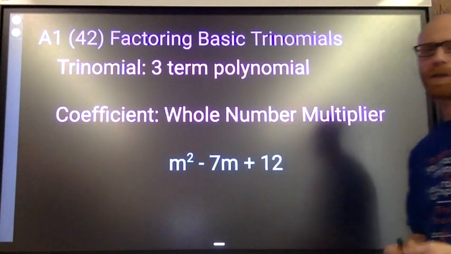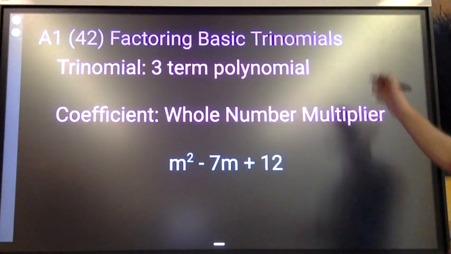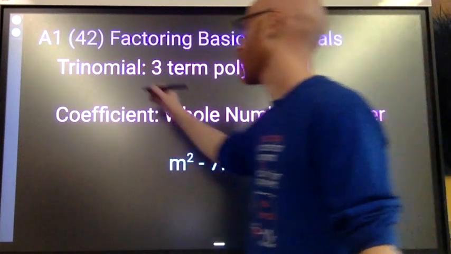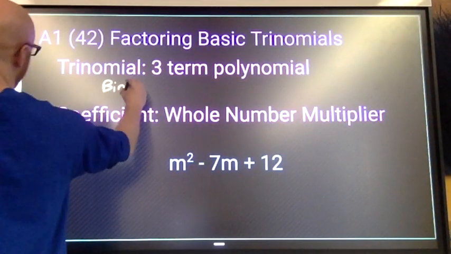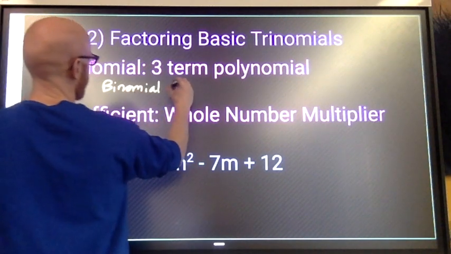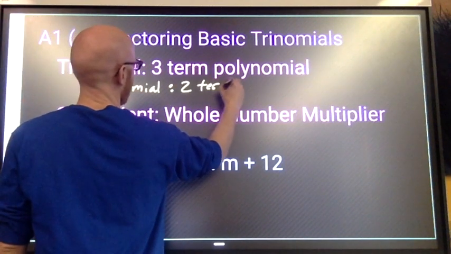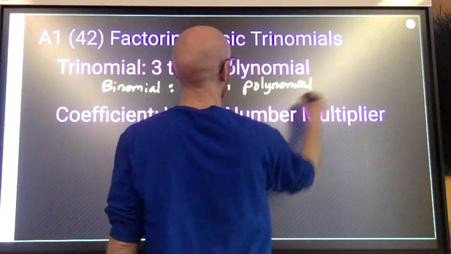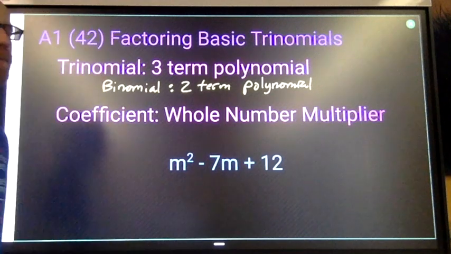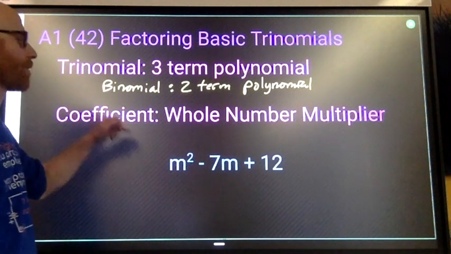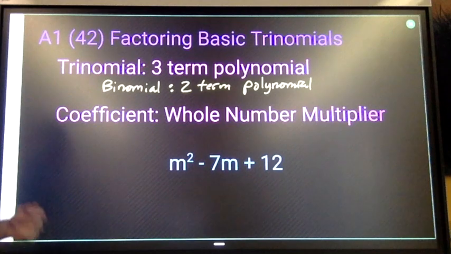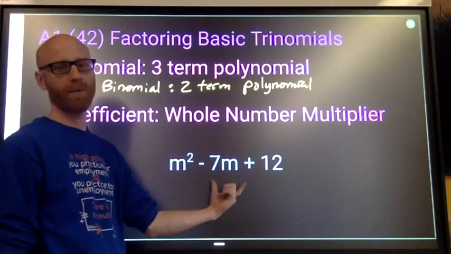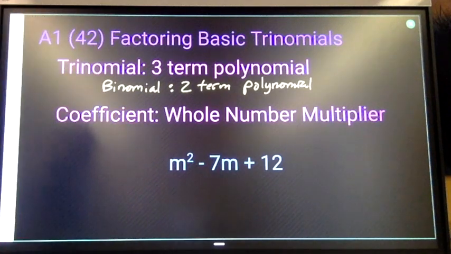Basic trinomials. All right, a couple vocabulary words. Trinomial is a three-term polynomial. We might actually see some binomials also, which is a two-term polynomial. If we do see two-term polynomials, it's going to be because one of our coefficients is a 0 in this situation. But three terms, 1, 2, 3. Remember, terms are separated by pluses and or minuses.